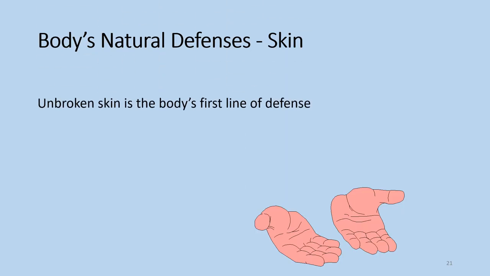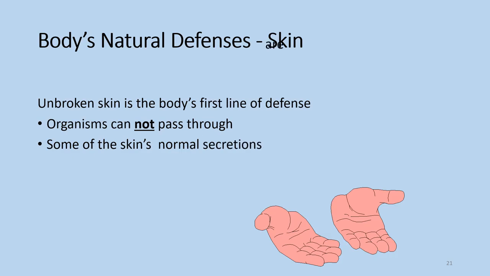Unbroken skin is the body's first line of defense, and skin covers the entire exterior of your body. It's your first level of protection. Organisms cannot pass through. Chemicals can, but not pathogens. And the normal flora of your skin has some bacterial activity, which also protects you.